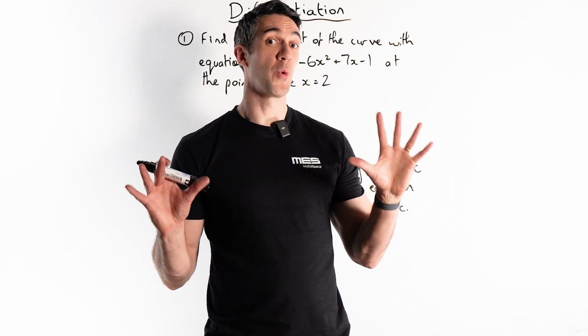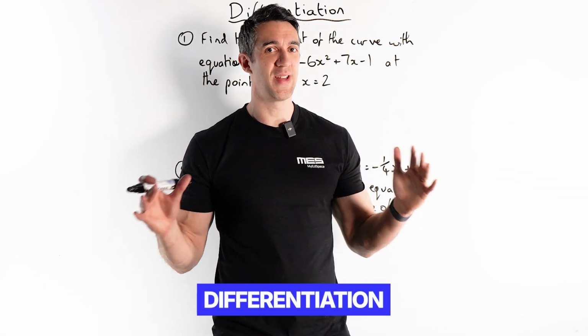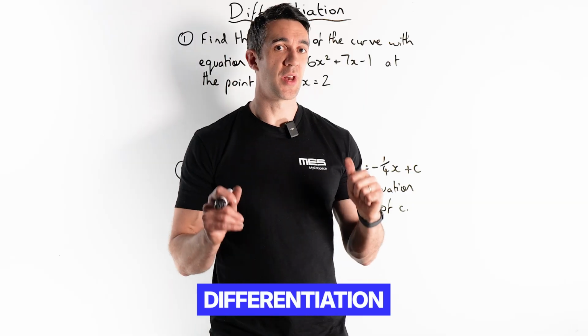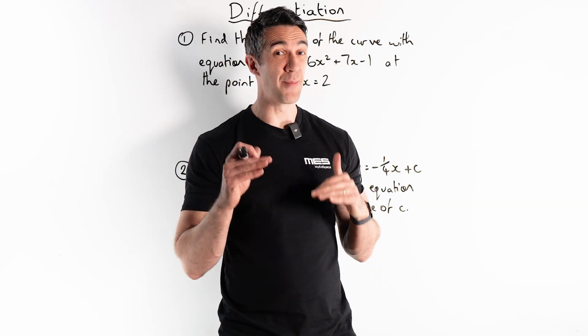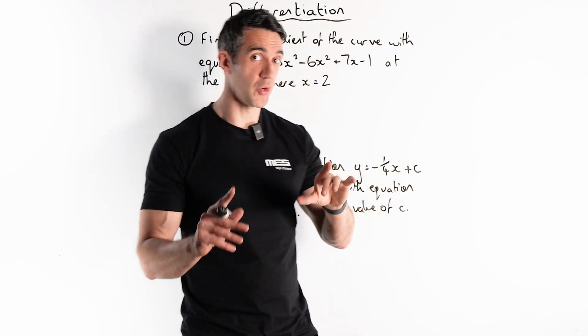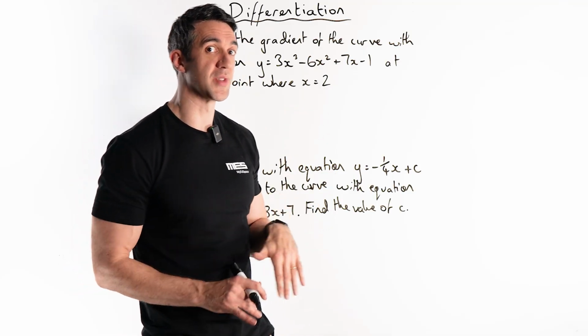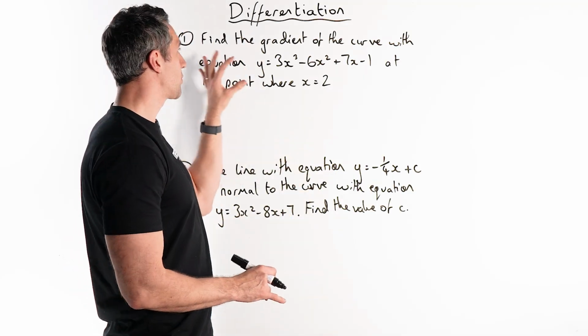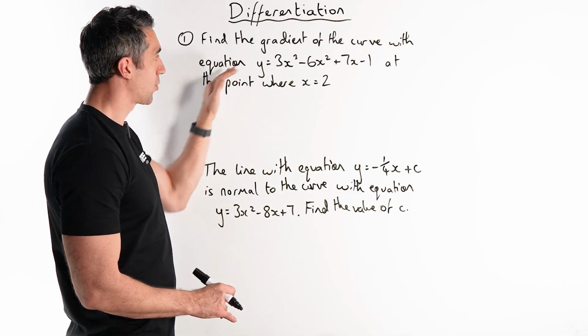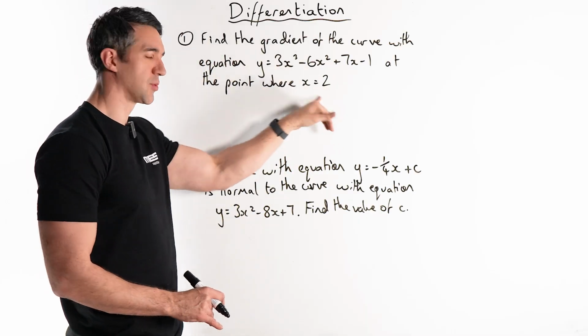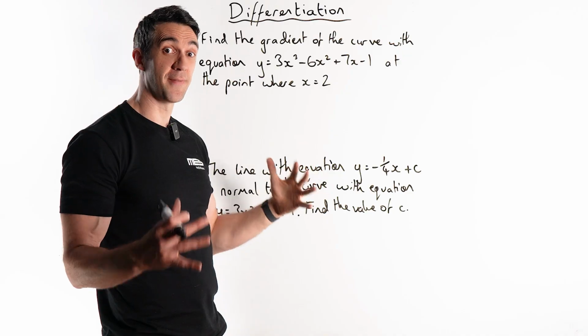Year 12 mathematicians, we all know how important differentiation is as part of A-level maths. So we're going to have a look at a couple of questions today that have a really important difference that you need to make sure you understand if you're going to be successful. First question, we're going to find the gradient of the curve with an equation that's been given to us at a point where x equals 2. So it looks like a fairly standard question.